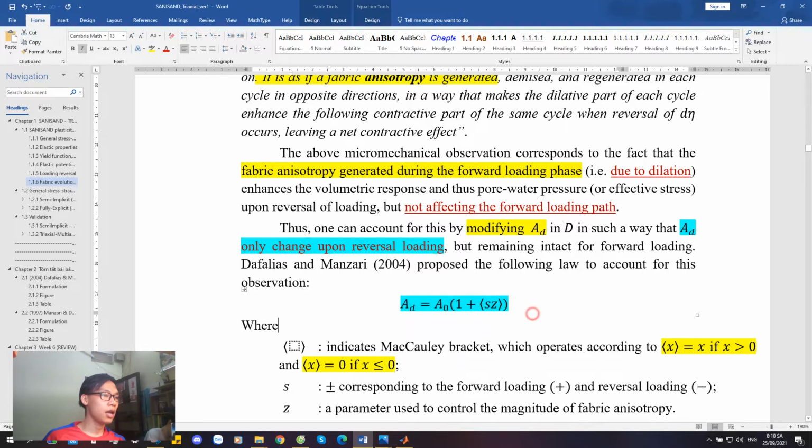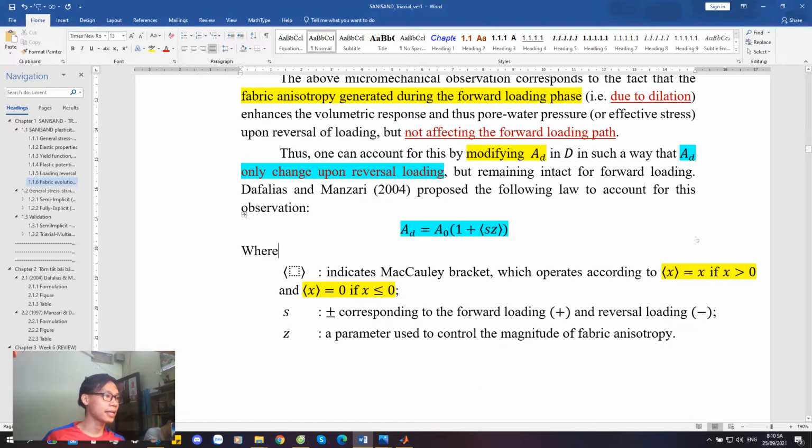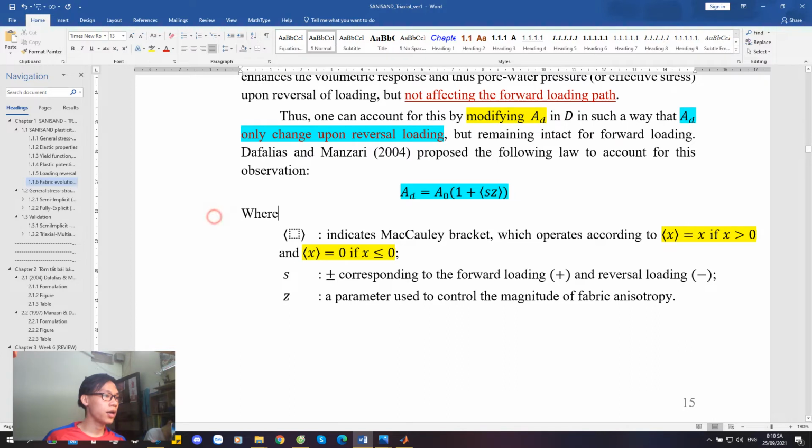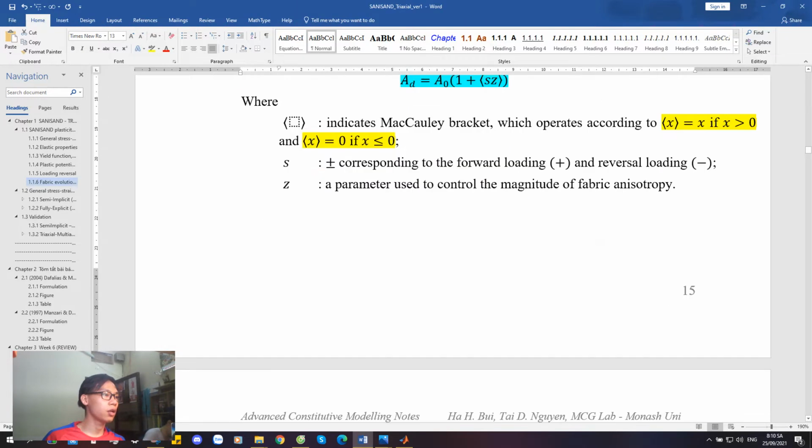They propose the following law for this observation. AD is A0 times (1 plus Z), where we have the Macaulay brackets, so it is equal to Z if Z is positive, or otherwise just 0. Z is a parameter controlling the magnitude of fabric anisotropy. So we focus that it only changes upon reversal loading.